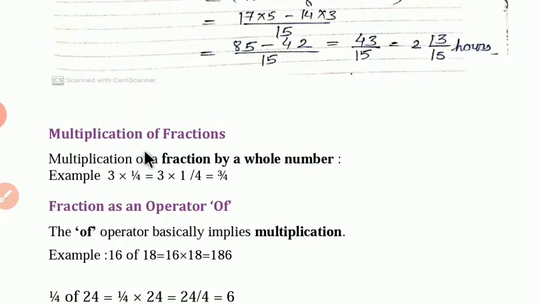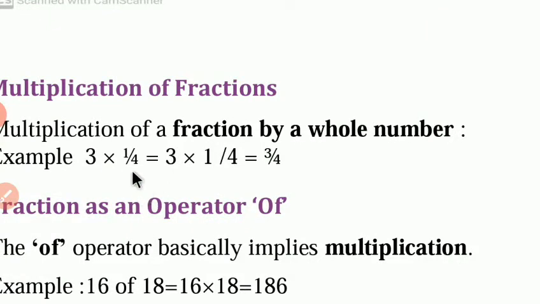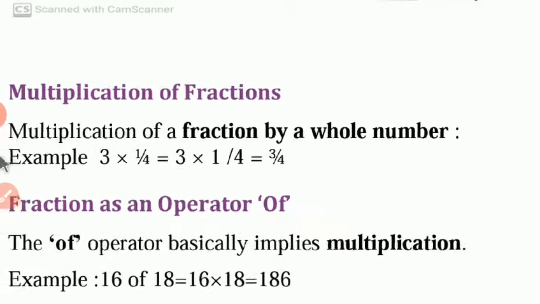Now we'll see the new topic, multiplication of fractions. First one, multiplication of a fraction by a whole number. Whole number means a complete number. So 3 is a whole number and 1/4 is a fraction. So how to multiply? We'll multiply the numerator with numerator and denominator with denominator. So 3 into 1 upon 4, or 3/4.